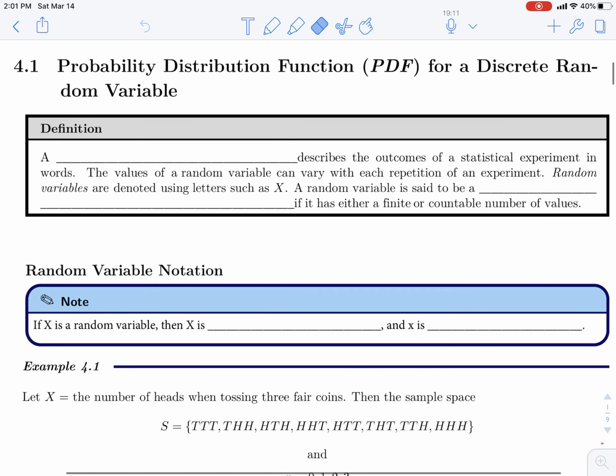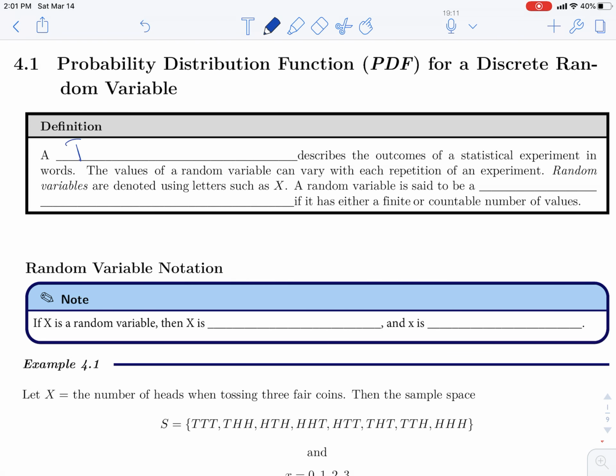We have a random variable that describes the outcomes of some statistical experiment in words. Okay, so this would just be, how many heads do you get when you flip a coin twice? How many times does 3 show up if you flip a die 4 times? So the values of these random variables can vary, depending on how many times you repeat the experiment. And they also use this capital letter X to denote the listing of the random variable.